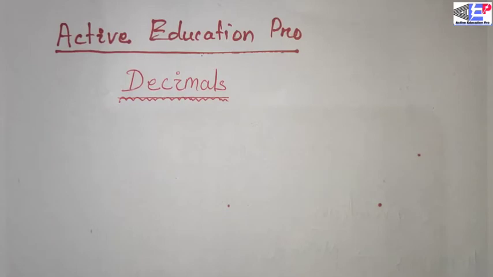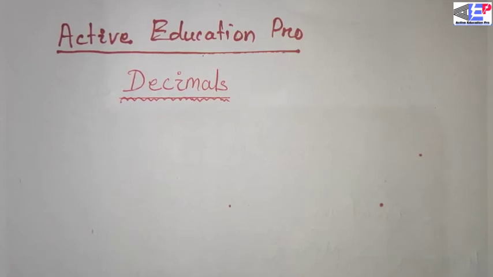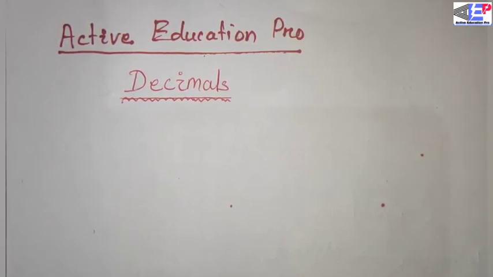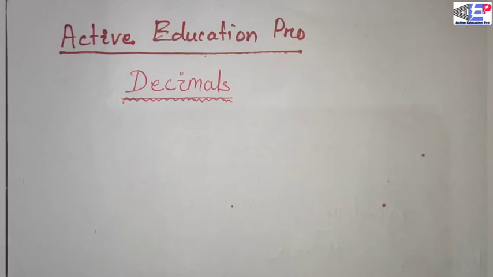Today I am going to tell you about number system decimals. In my last video we already studied fractions, how to find fractions, what the fraction form is, and the types of fractions. Now I am going to tell you about decimals. First thing, how to find out whether a number is a decimal or not.